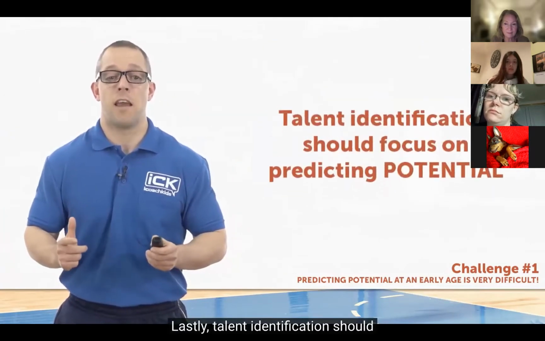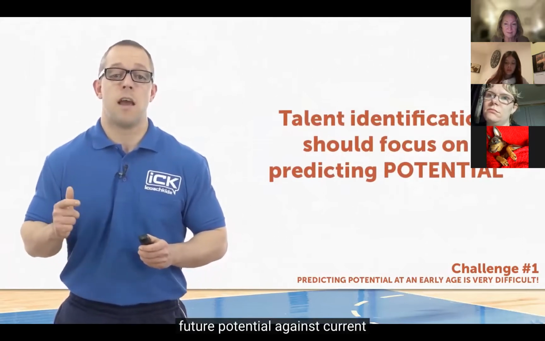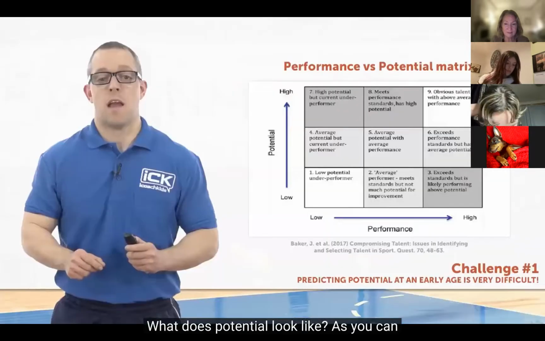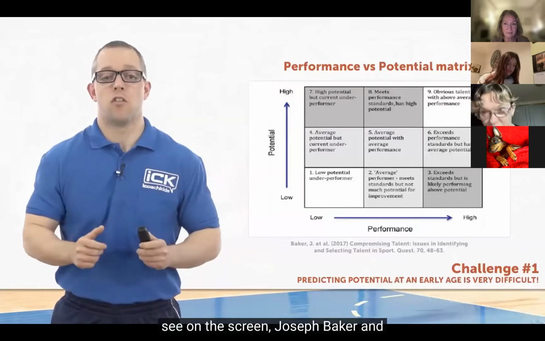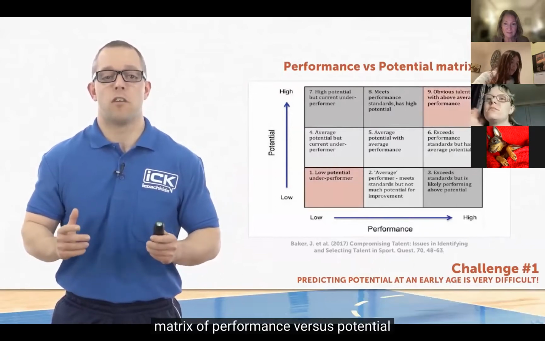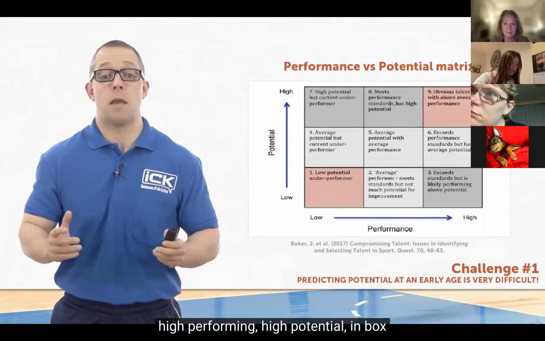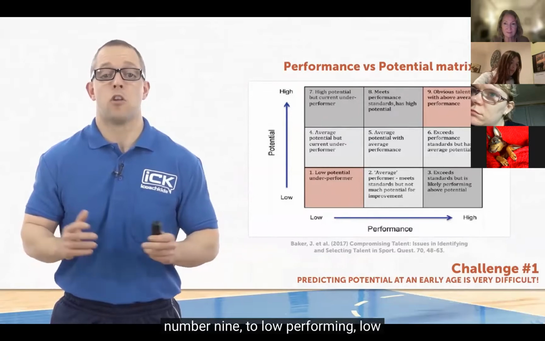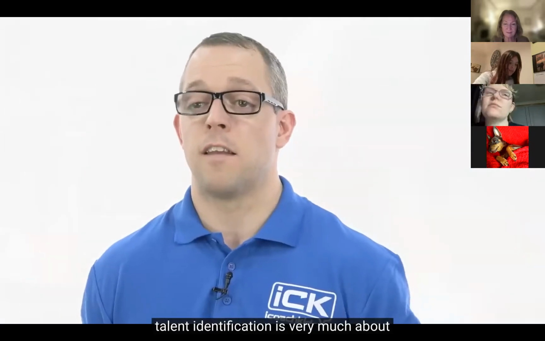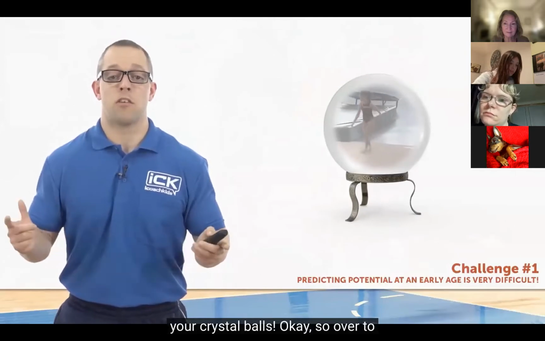Lastly, talent identification should focus on predicting potential. Assessing future potential against current performance is difficult. What does potential look like? As you can see on the screen, Joseph Baker and colleagues presented a 3x3-way matrix of performance versus potential to help coaches classify athletes as high-performing, high potential in box number 9 to low-performing, low potential in box number 1. Overall, talent identification is very much about thinking about the future. So get out your crystal balls.